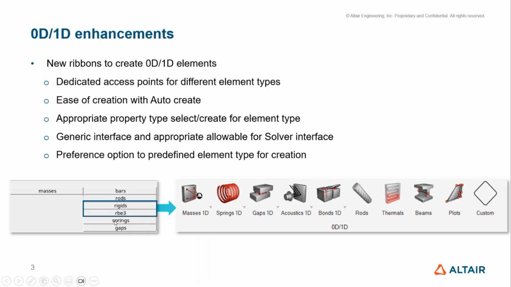Before I move to the next slide, within the slide, the example for rigids and RBE3s, they are not part of the 0D 1D ribbons, I would say exactly the 1D ribbons. Rigids and RBE3s can be accessed from the rigid ribbon, which is under the model ribbon.